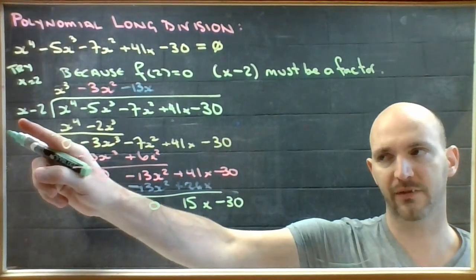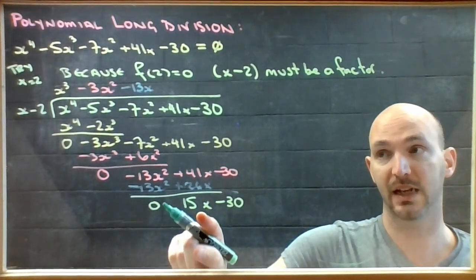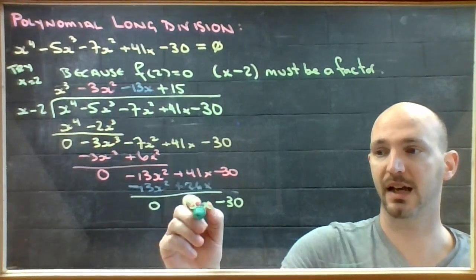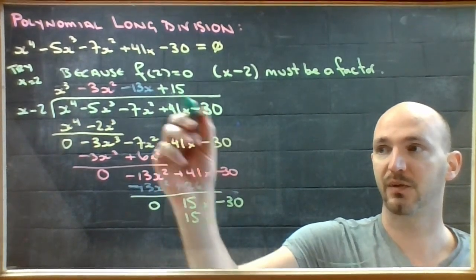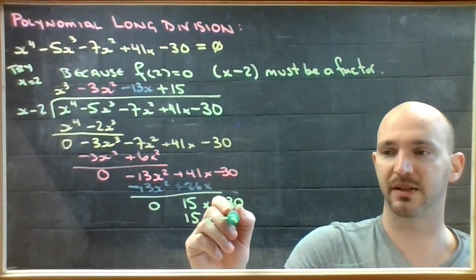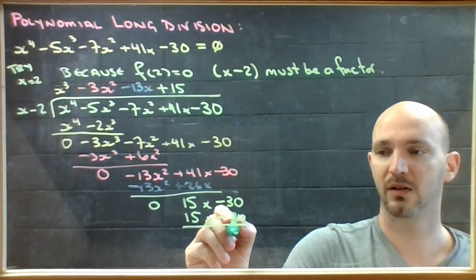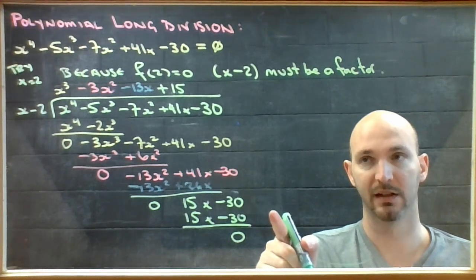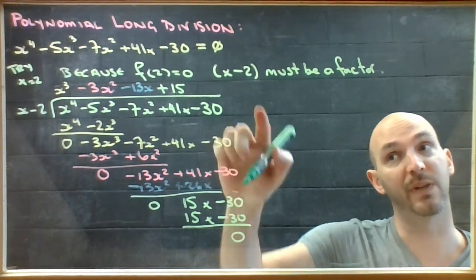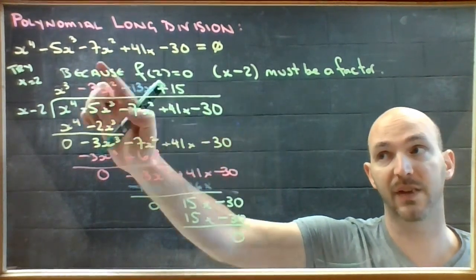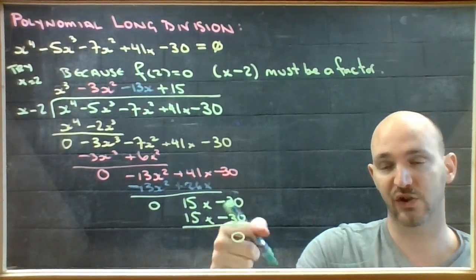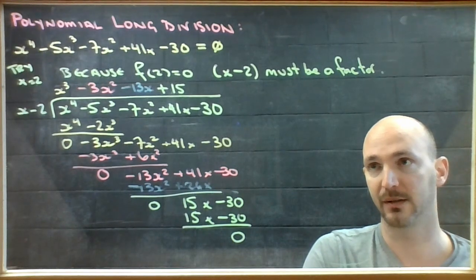So what would I have to multiply x by to get 15x? Well, just 15. 15 times x is 15x. 15 times minus 2 is minus 30. For a total of none. This one divided evenly. Now, that must be true. If x minus 2 is a factor, then this thing has to divide evenly by that factor. So I should get a nice clean answer at the end.